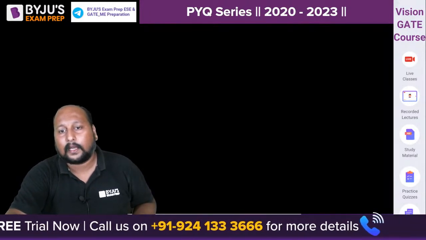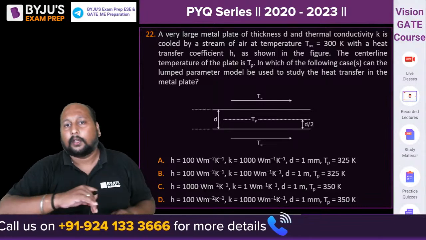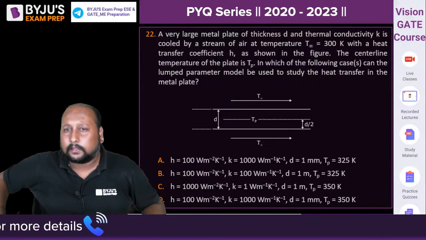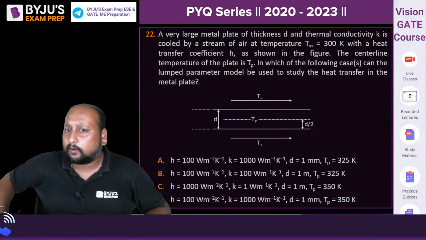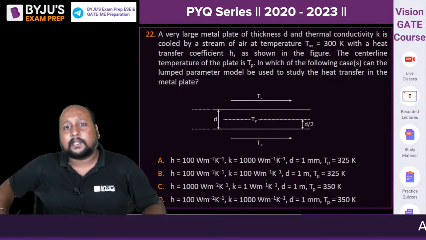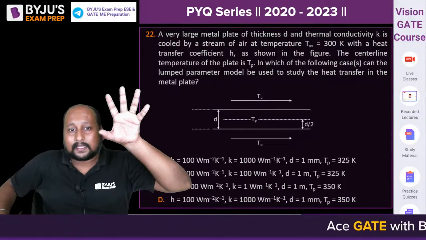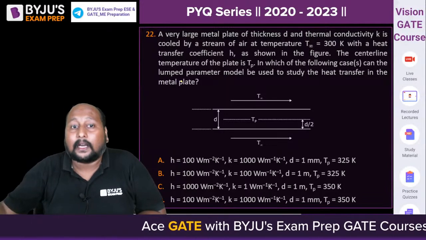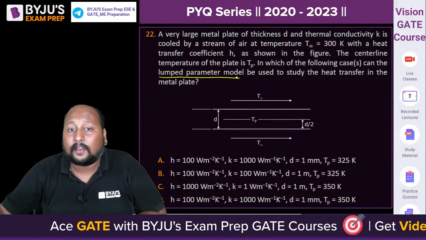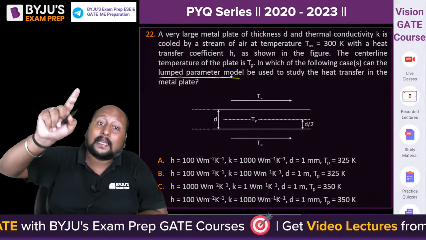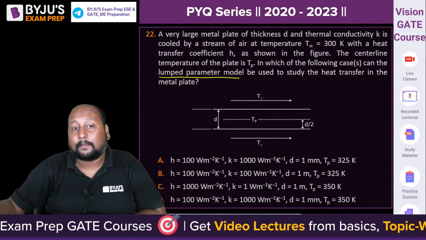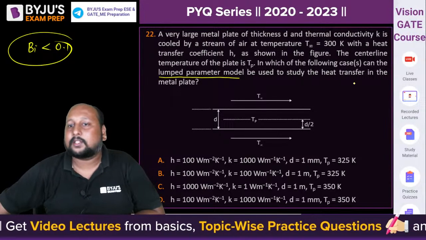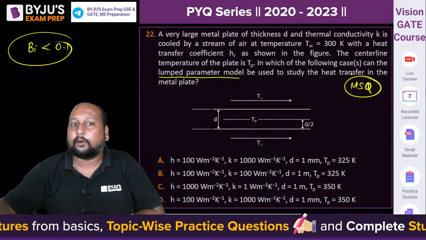Next question. Last, I think. This is the last question. Question is very easy. A very large plate of thickness d and thermal conductivity k is cooled by a stream of air at 300 Kelvin, having a heat transfer coefficient of h as shown in the figure. The central line temperature of the plate is Tp. The following cases can be lumped. Achha, they are asking which of the following is the case of lumped heat analysis, lumped parameter model. That means your Biot number should be less than 0.1. So there are 4 cases. This is an MSQ problem. This was an MSQ question in 2023.